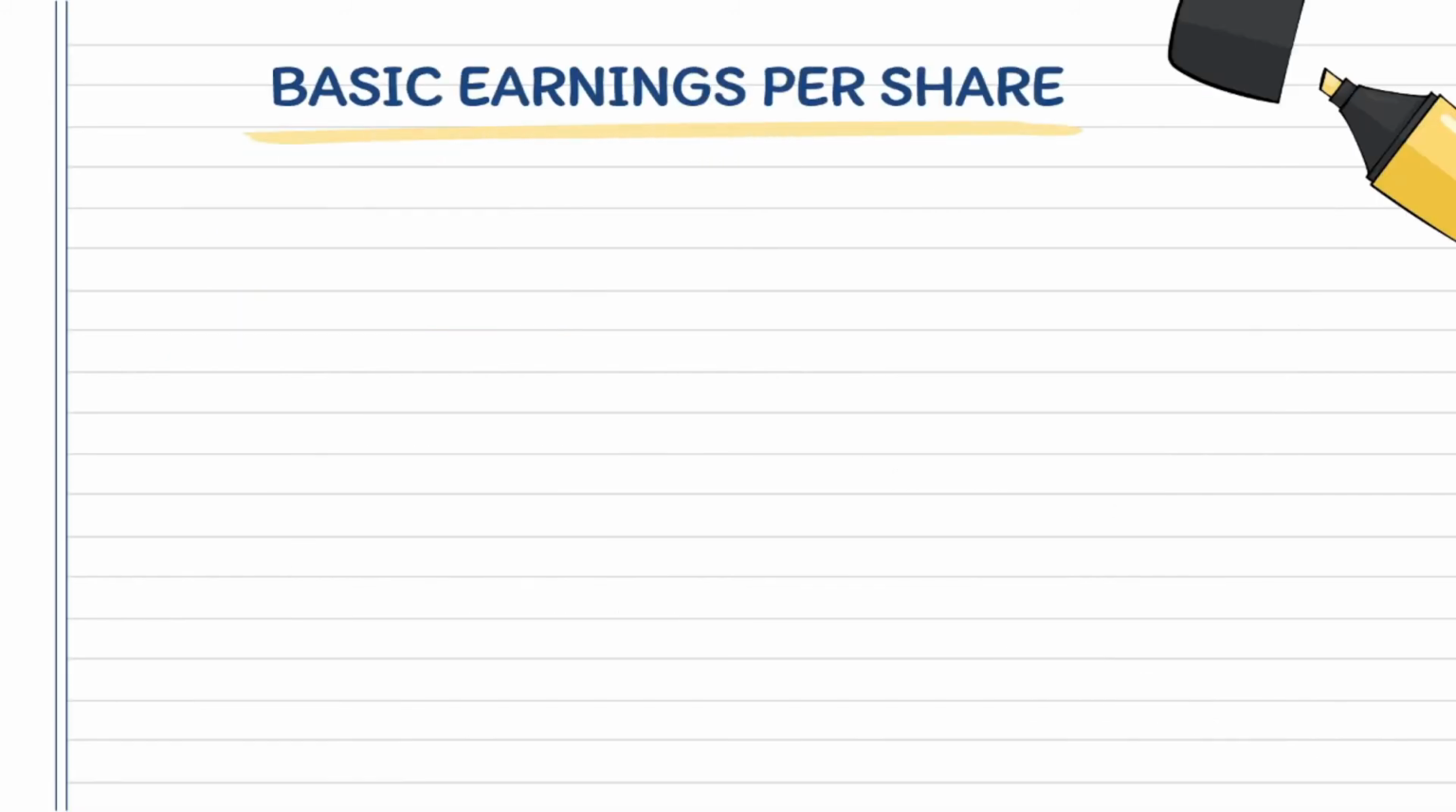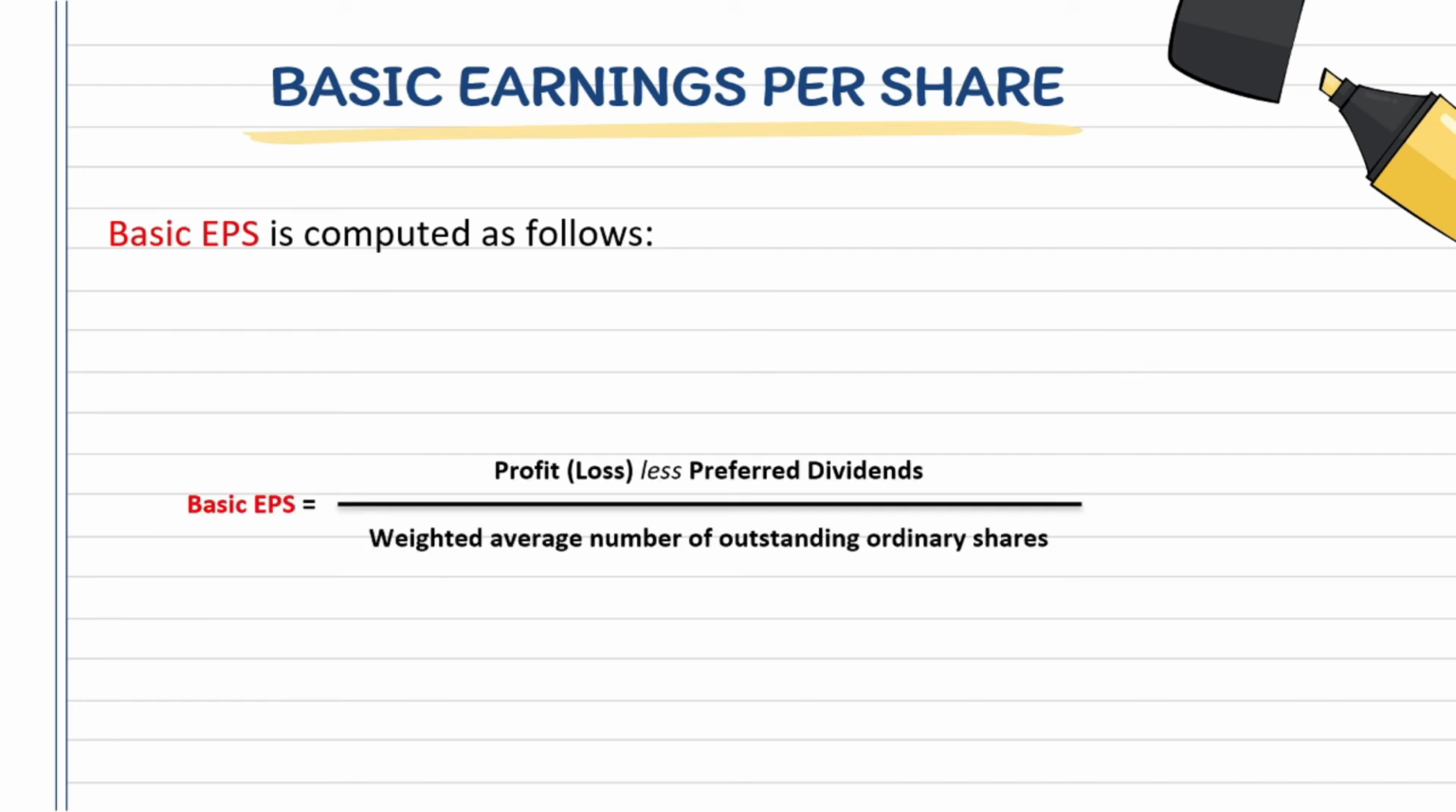Next, how do we compute basic earnings per share? So basic earnings per share is equal to the company's profit or loss, or the company's net income, less preferred dividends, all over the weighted average number of outstanding ordinary shares. So let's go over the formula one by one.